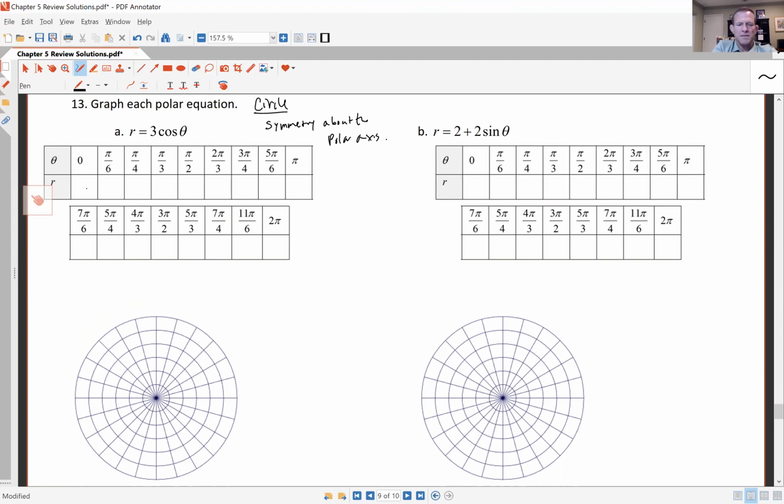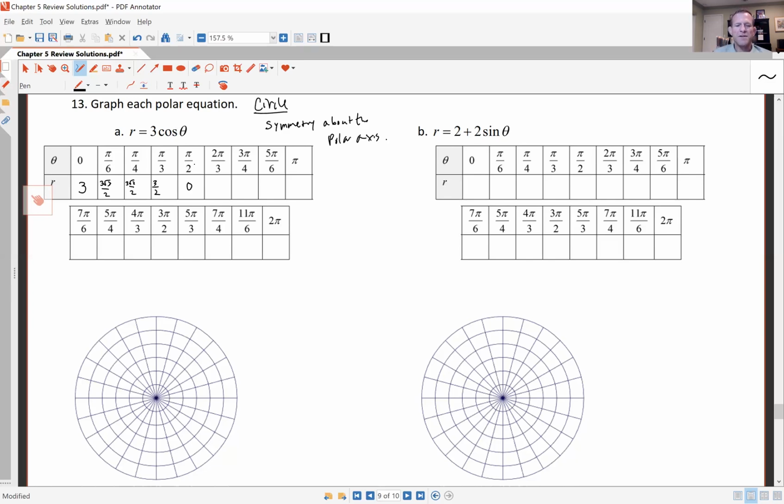3 cosine, let's say polar equation. 3 cosine 0. Cosine 0 is 1, so this is 3. Cosine of pi over 6, or 30 degrees, is root 3 over 2. So this is 3 root 3 over 2. Pi over 4 is root 2 over 2, so that's 3 root 2 over 2. Cosine of 60 is 1/2, so that's 3/2. Cosine of pi over 2 is 0. 3 times 0 is 0.